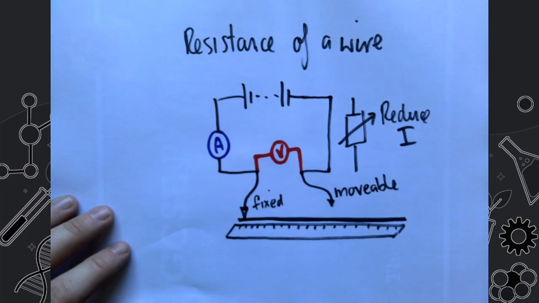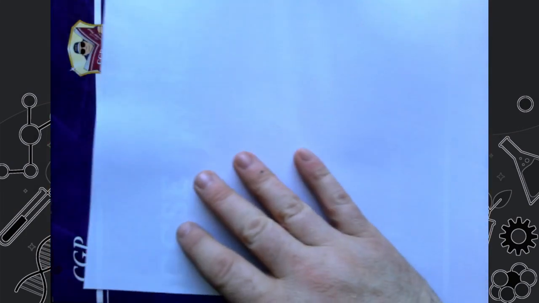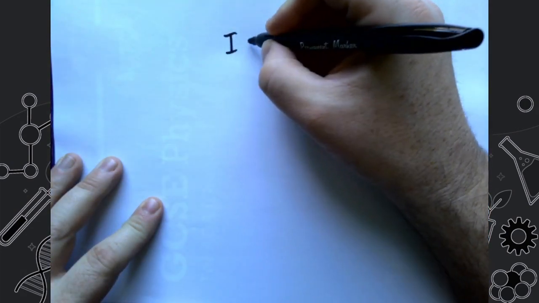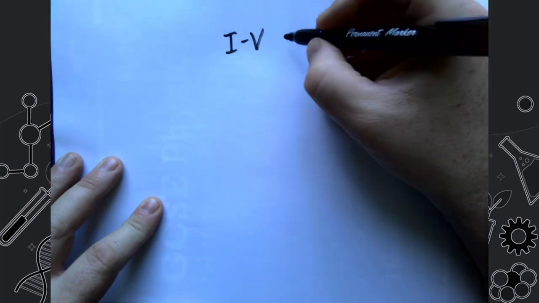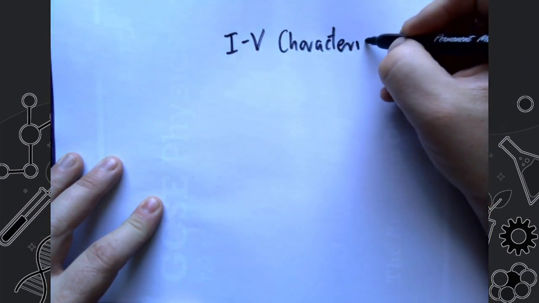Now, let's do the last required practical, which is an odd one. We're looking at the current and the voltage or potential difference, or the IV of different resistors. Okay, so we call them the IV characteristics.